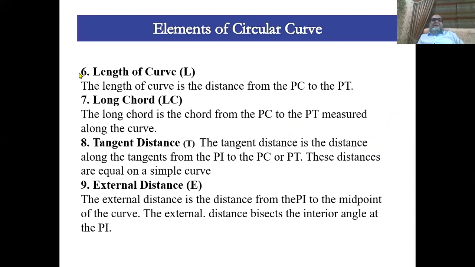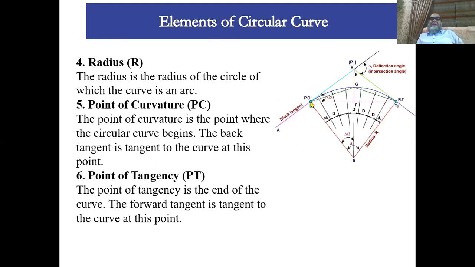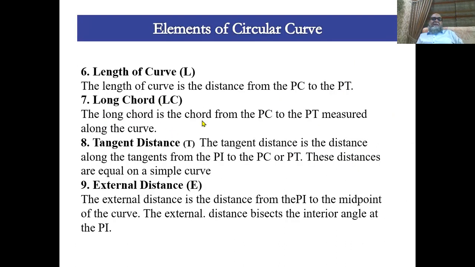Another terminology is length of the curve. The length of the curve is the distance from PC to PT along the arc, because there can be a distance along the chord, which is known as chord length. But when I say curve, I mean the length along the arc. So actually the length on the curve is more than the length on the straights. That's why it should be differentiated accordingly. So the long chord is the chord from PC to PT.